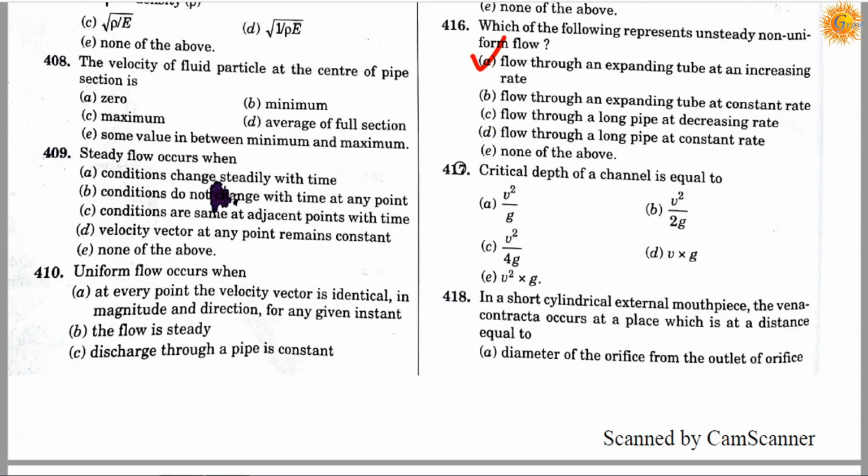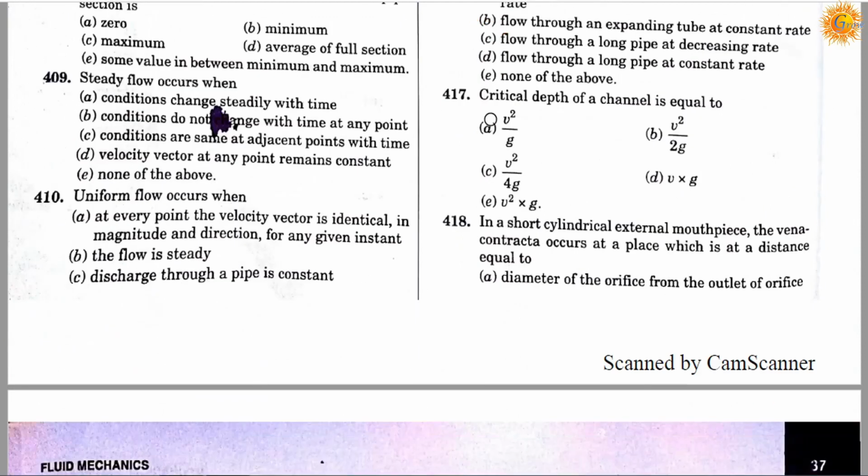Question number 417. Critical path of a channel is equal to: option A, V square upon G; option B, V square upon 2G; option C, V square upon 4G; option D, V into G; and option E, V square into G. Correct answer is A, it will be V square upon G.